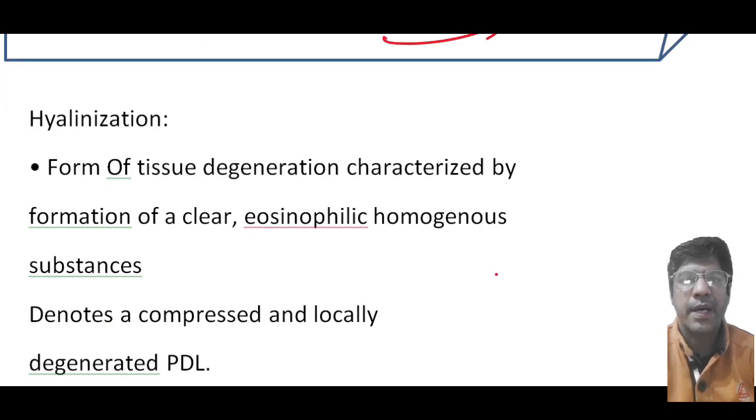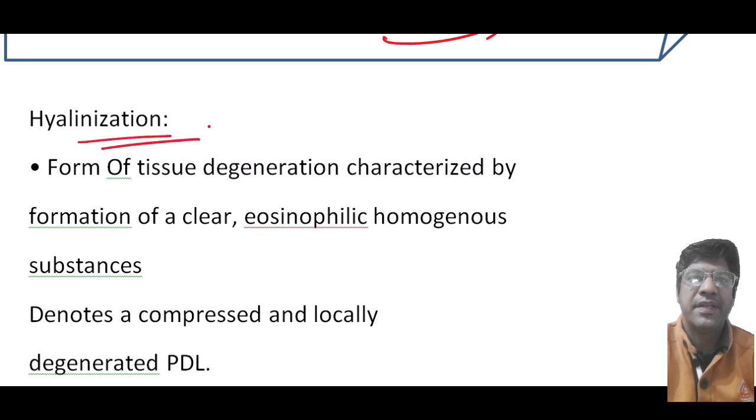Now, what do you mean by hyalinization? It refers to the tissue degeneration that is characterized by formation of a clear eosinophilic homogeneous substance. So it indicates local compression and degeneration of the periodontal ligament. Remember, this hyalinization is reversible.